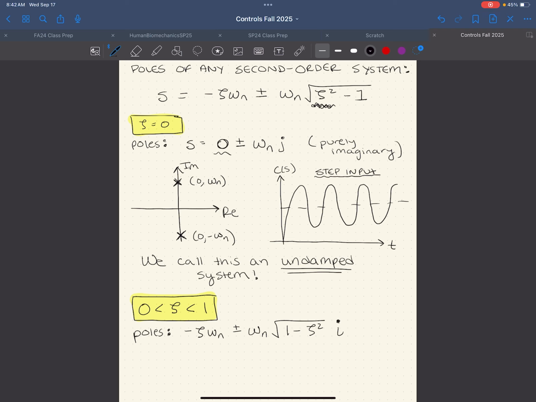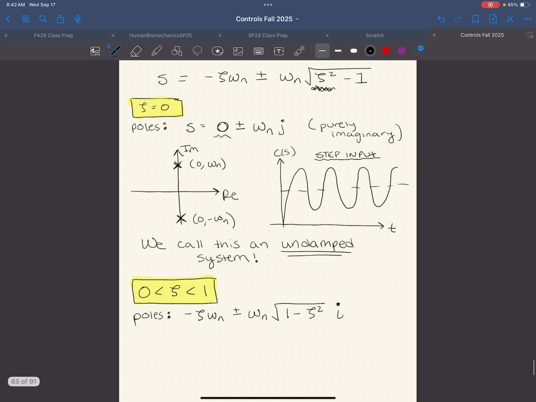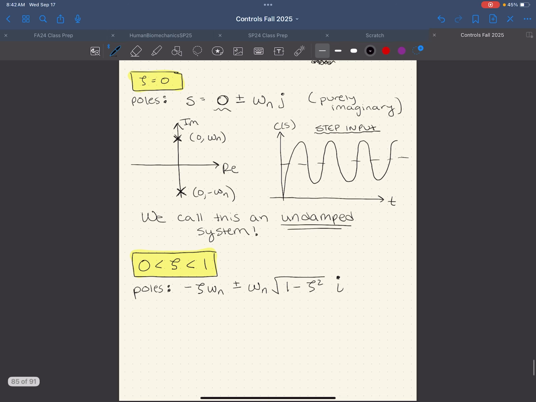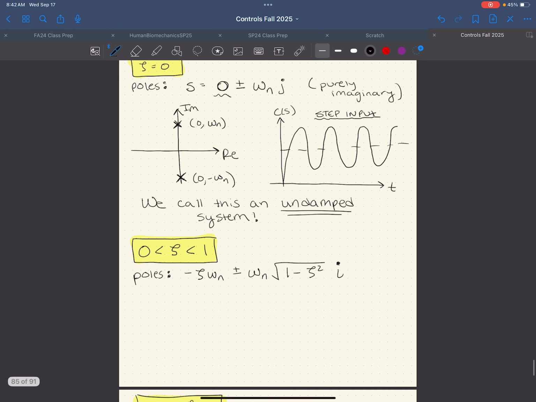Okay, so I just pulled out the -1 that I know is there. I know there always has to be a negative under this root because zeta is always going to be less than 1. So this is a complex root, meaning that there is both a real part and an imaginary part. So we end up with a complex root. And in fact, it's a complex conjugate root pair.